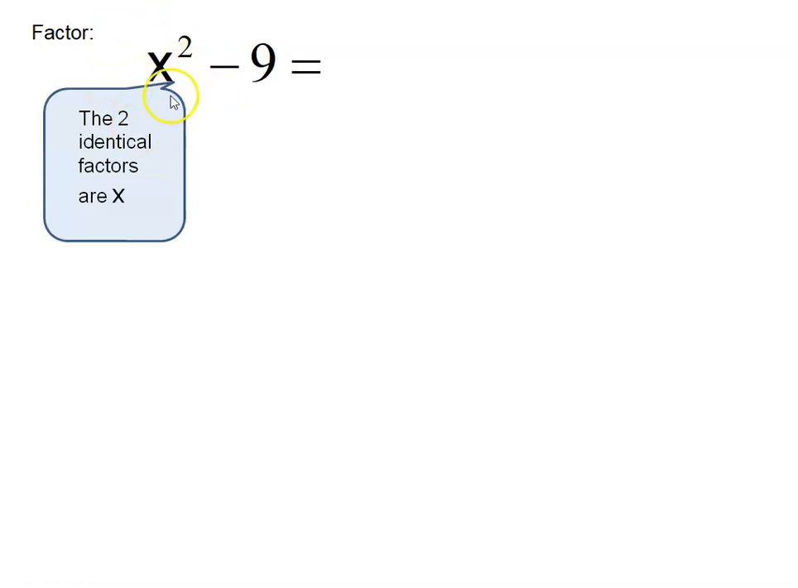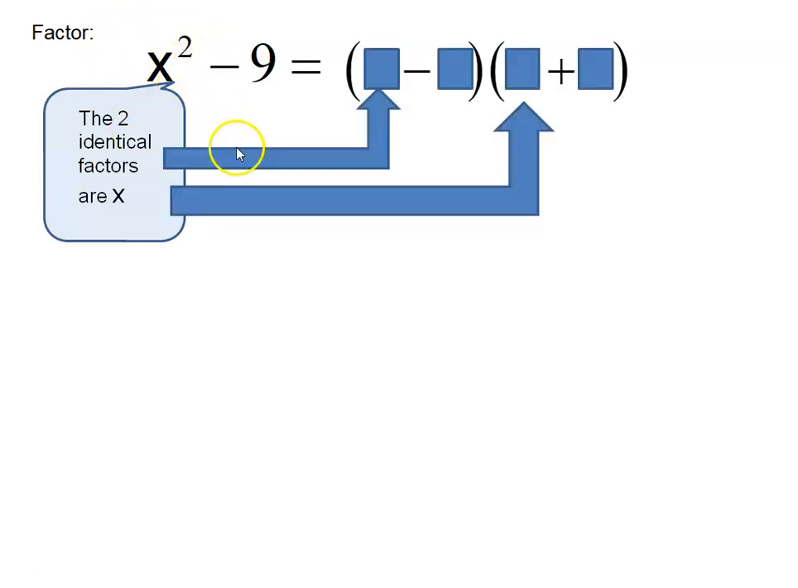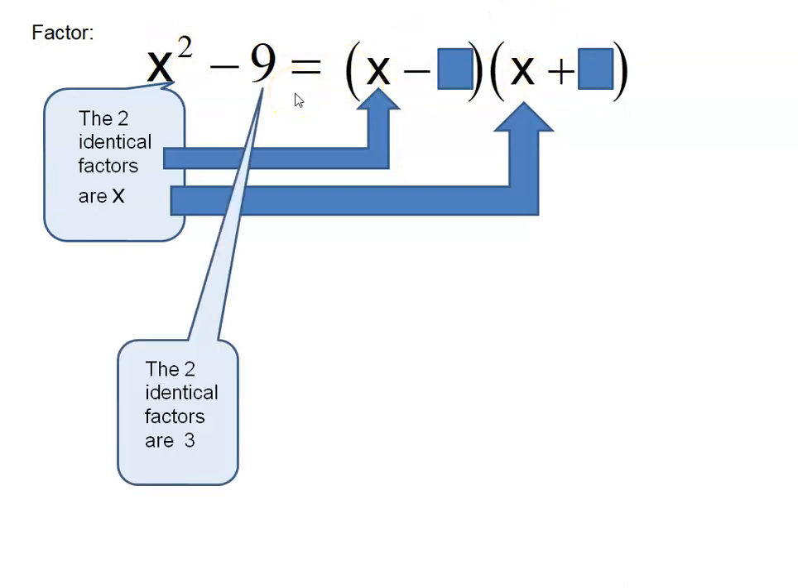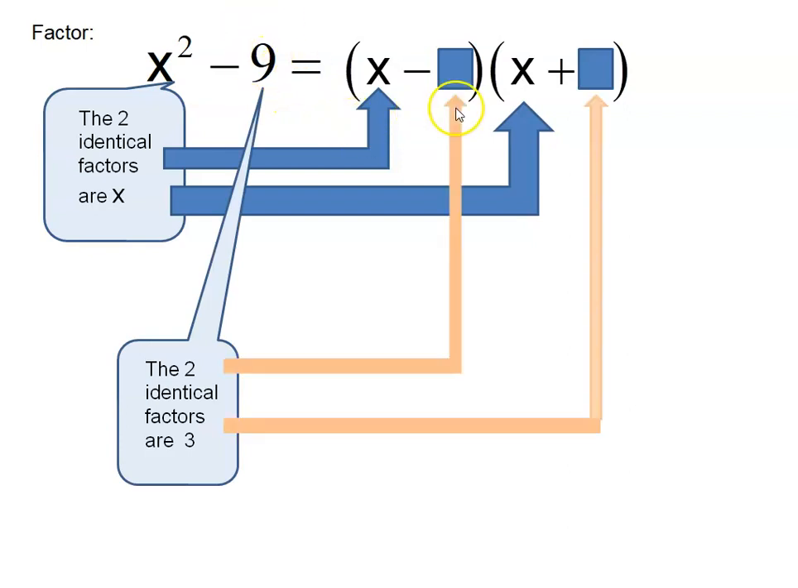So the square root, or the identical factors of x squared, are x and x. And the identical factors of 9 are 3 and 3. So that x, the square root of x squared, goes here and here. Those are the square roots of the first term. I always have this template with the one minus and the one plus. The square root of 9 is 3. Those go here and here. So I have x minus 3 and x plus 3. If I were to check what would happen if I multiplied this out, I'd get x times x, x squared, plus 3x, minus 3x, those cancel, and then negative 3 times 3 is minus 9. So it works.